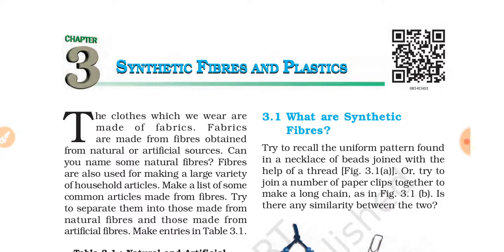In the last chapter, we discussed the elements, compounds and mixtures. In this chapter, we will talk about synthetic fibers and plastics. As you already read about fibers in class 7, you know that the clothes we wear are made up of fabrics. Fabrics are made from fibers obtained from natural or artificial sources.